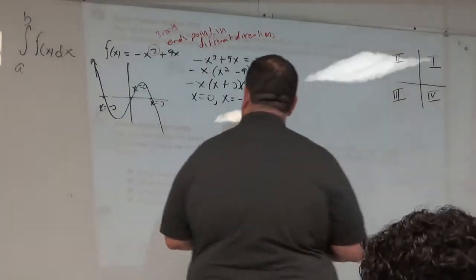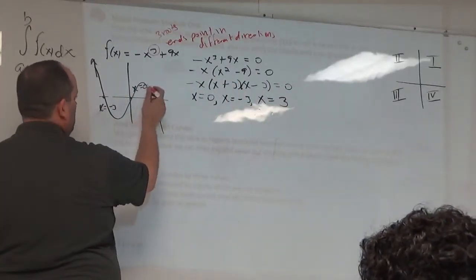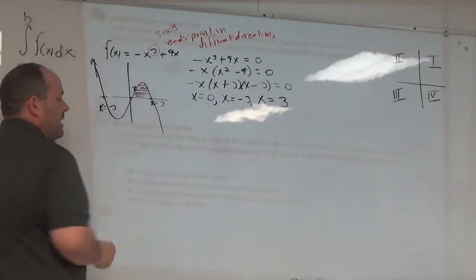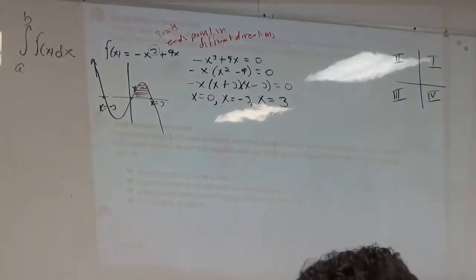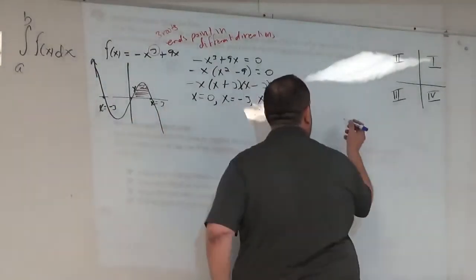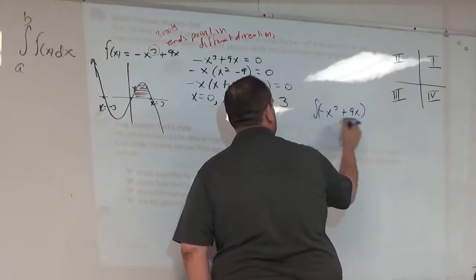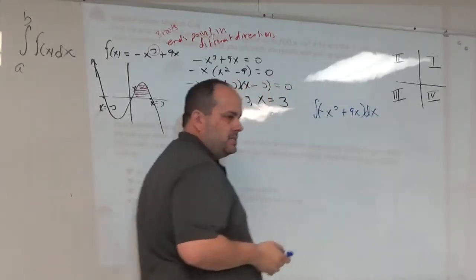Well, the problem said in the first quadrant. That's the only part of the graph that's in the first quadrant. All right, I walked around and saw a lot of folks moving in a good direction. We're going to integrate the function negative x cubed plus 9x with respect to x.